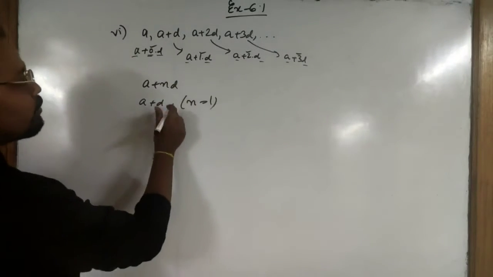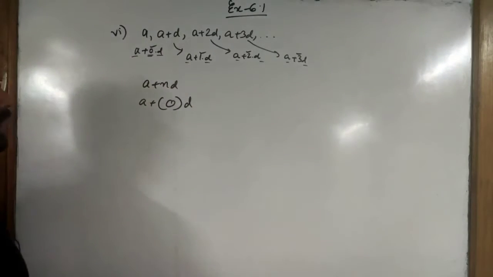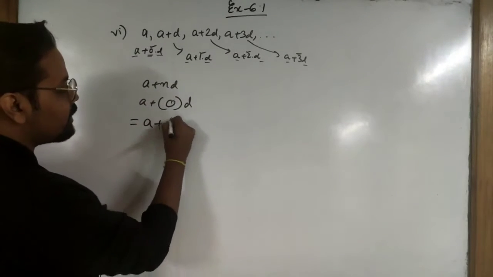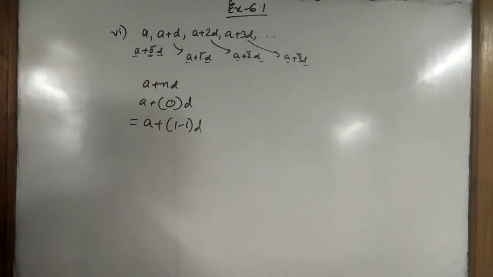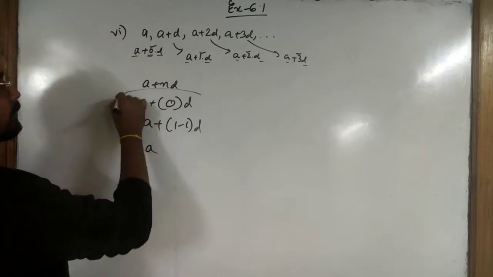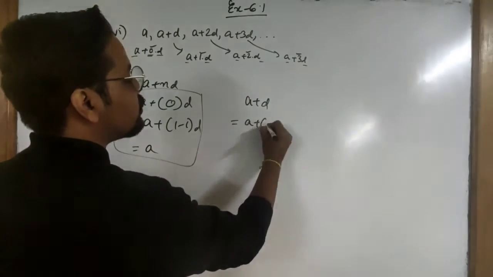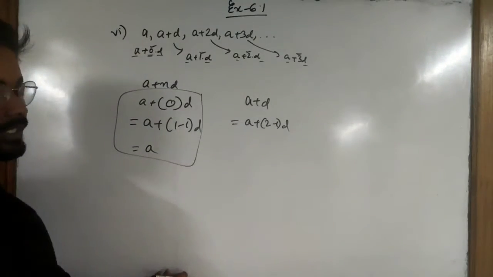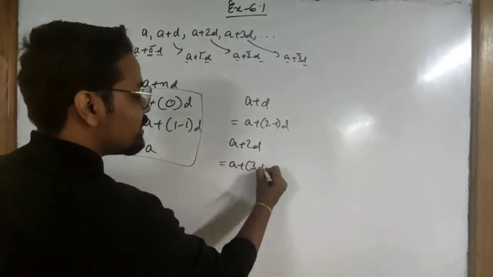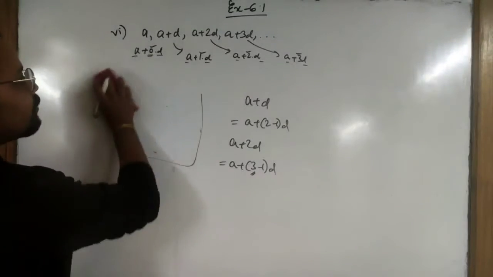That means in the first case we must get this value as 0 into d, for the first term, because there is no d. 0 into d means all I can do is a plus 1 minus 1 into d. 1 minus 1 becomes 0, so we get a. So this becomes a for the first term. For the second term we have a plus d. This can be written as a plus 2 minus 1 into d. Third term, a plus 2d can be written as a plus 3 minus 1 into d. Okay, are you getting the idea? So that's how you proceed.